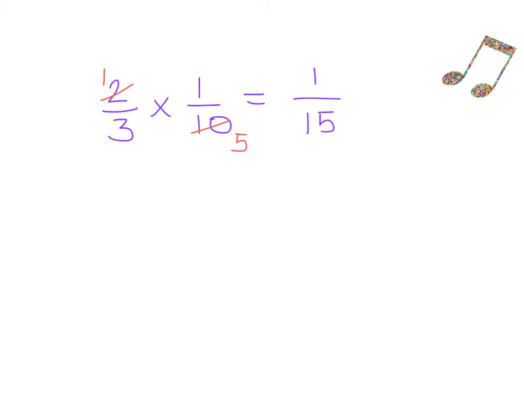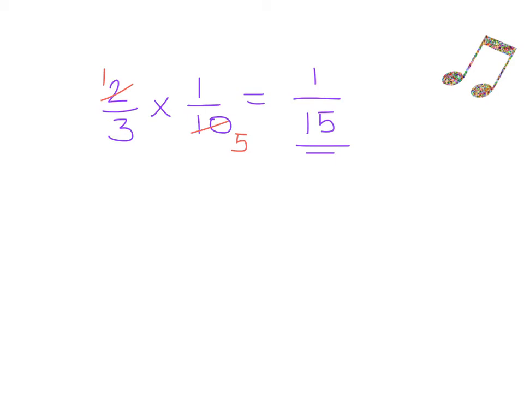So let's try a couple more examples. 2/3 multiplied by 1/10. So before I do any multiplying, I'm going to check the top and bottom, so the numerator and denominator. Can I see any times tables that they're both in? Yep, these are both divisible by 2. So I'm going to go ahead and divide them both by 2. And now I've got 1 times 1 and 3 times 5. Okay, let's try the next one.